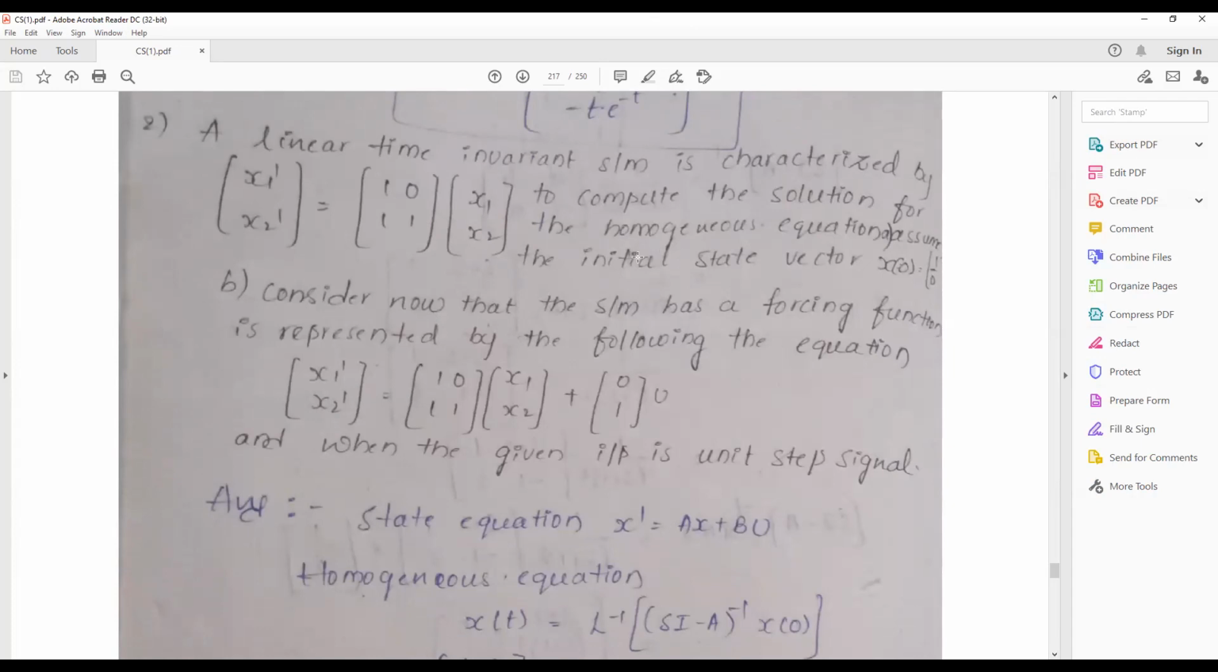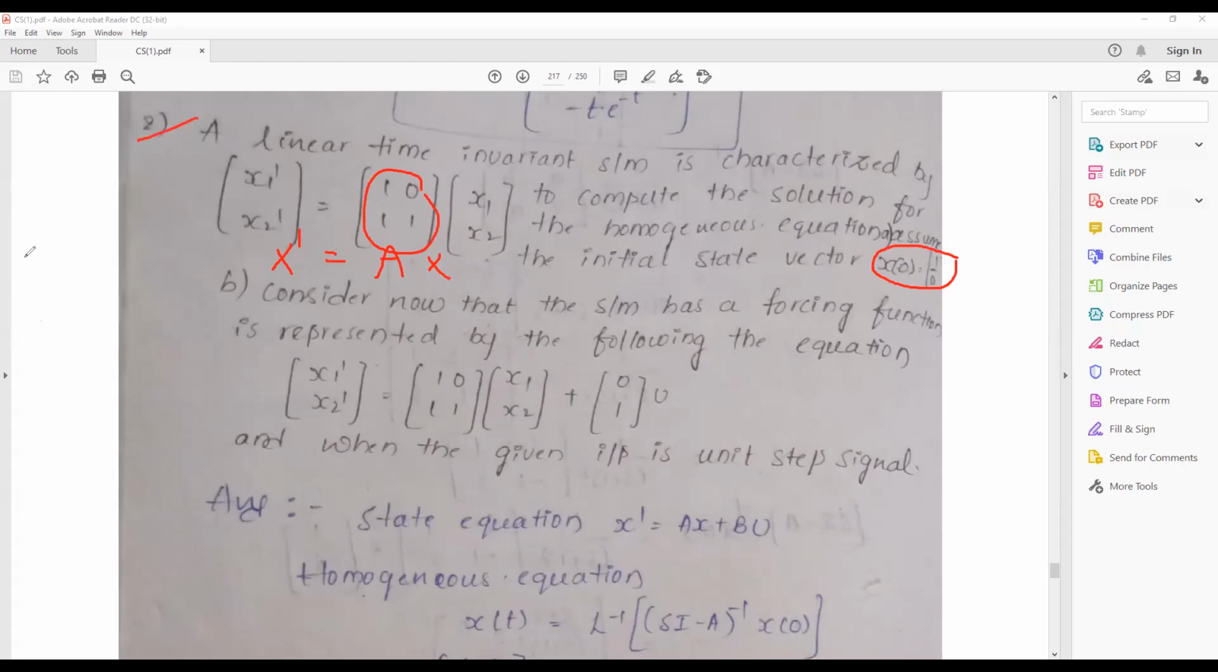To compute the solution for the homogeneous equation with the initial condition 1 0, in the given state equation, X dash is equal to A X, where A is the matrix 1 0 1 1, and the initial condition is X of 0 equal to 1 0.